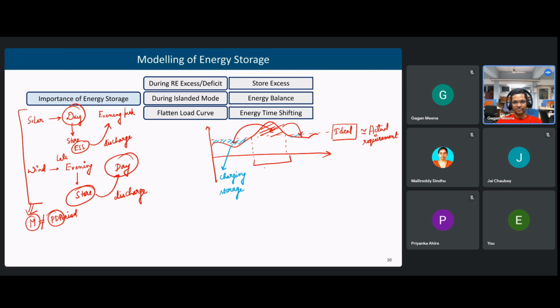Similarly, during this time we can charge, and this area we can discharge. So we can achieve a flat load curve. Because we are shifting this energy from one time period to another, it is also called energy time shifting.